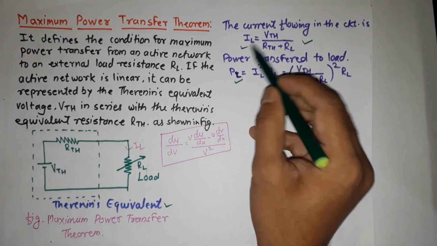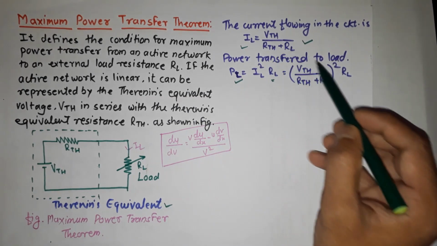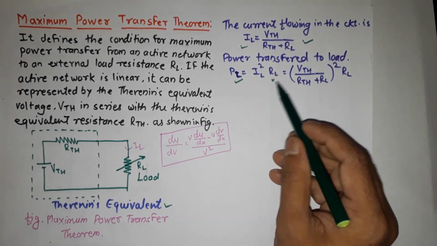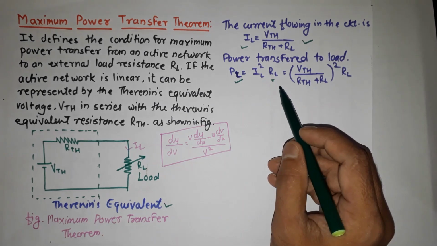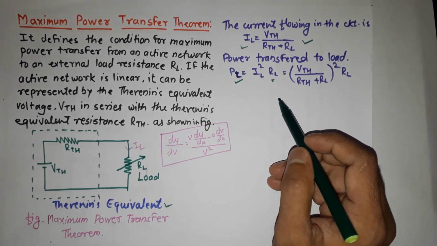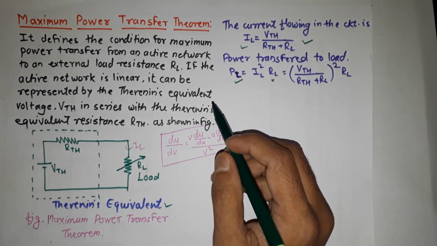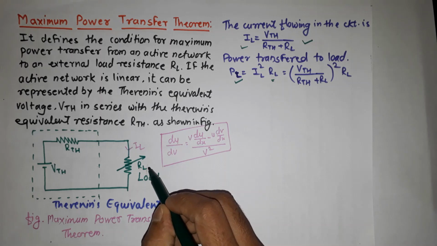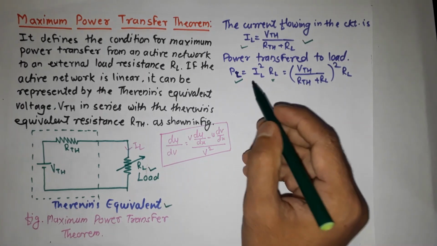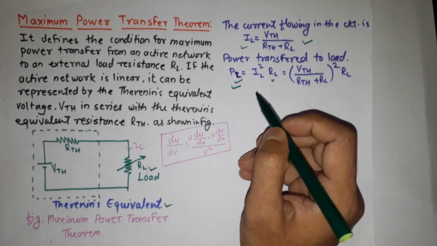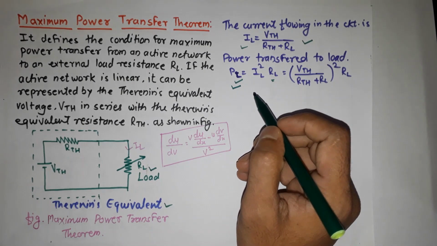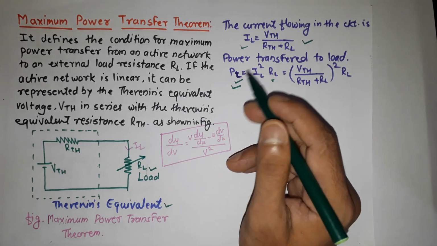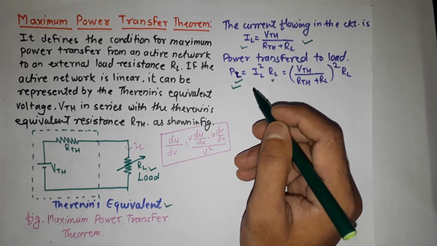We put the value of IL here. IL is VTH upon RTH plus RL, so it is squared because the current is squared, into RL. This is the basic formula for the power transferred to the load. Now we have to find the condition for maximum power transfer to the load. As we are finding the power to the load, we differentiate this power with respect to the load resistance and equate it to 0. By doing this, we are able to find the condition for the maximum power delivered to the load.